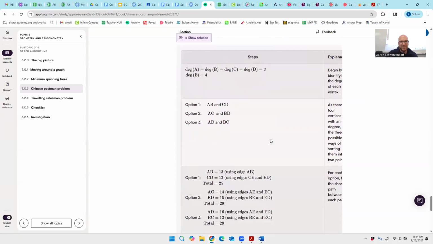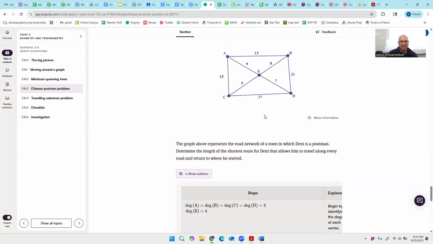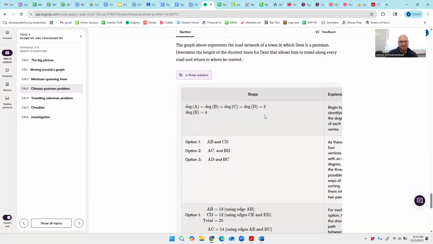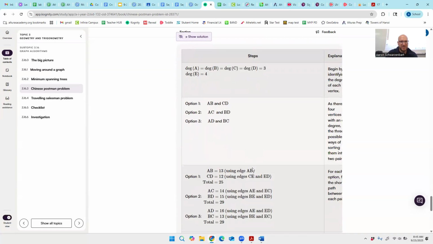So options AB and CD. No, maybe that doesn't work. So I have to group them together. AB and CD, AC and BD, and AD and BC. Does that kind of make sense?